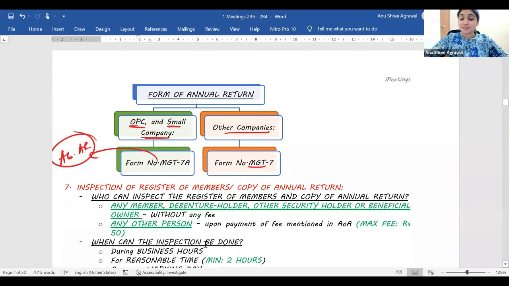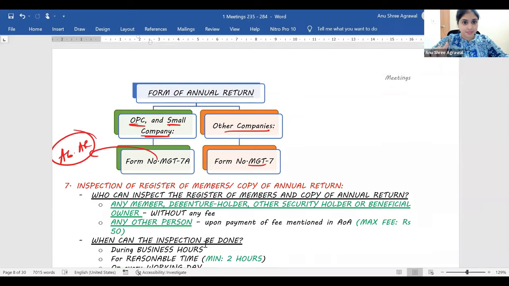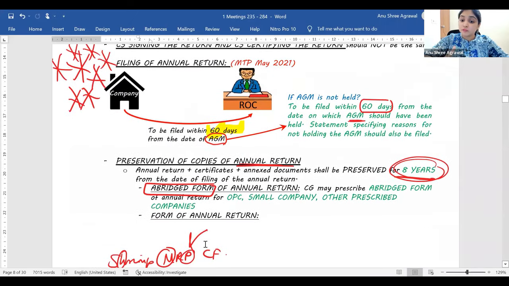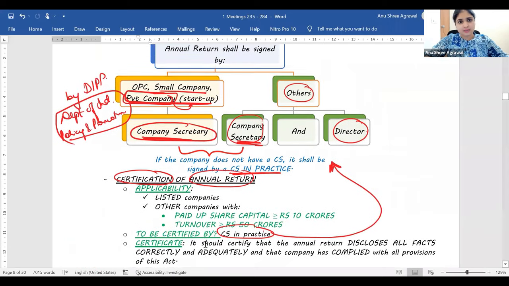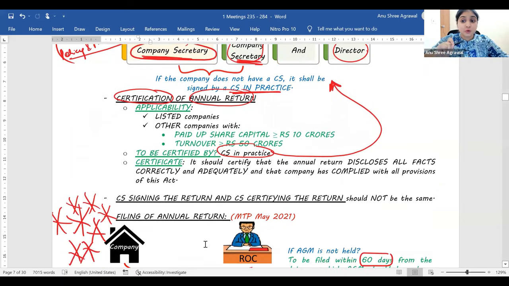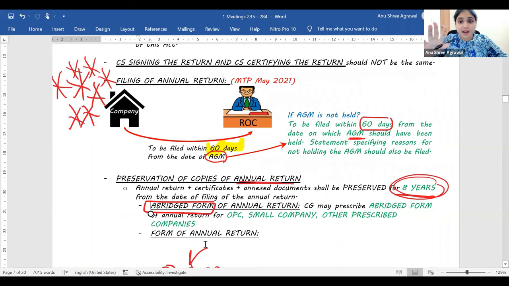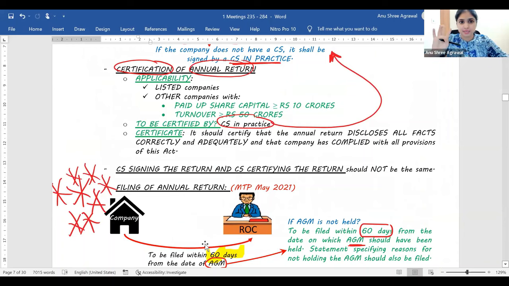All right. So with this, we are done with the discussion regarding annual return. Remember, SHRIMP, MRPCF. Remember, 60 days. Remember, who will sign? One person company, small company, and private companies recognized as startup by DIPP, the company secretary will sign. All other companies, company secretary and director will sign. But the company secretary who is certifying the annual return can't sign the annual return also. Certifying and signing have to be two different company secretaries. Listed companies, companies with paid up share capital of at least 10 crores, companies with turnover of at least 50 crores.